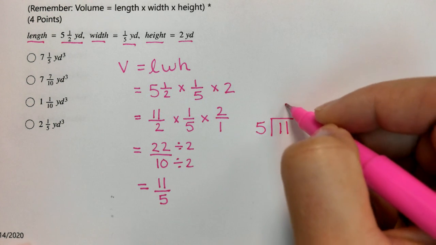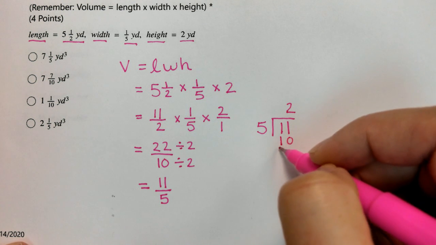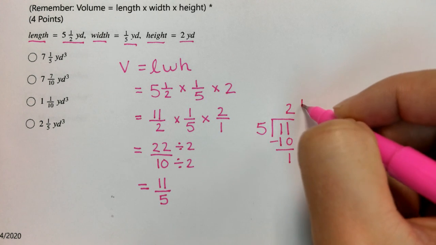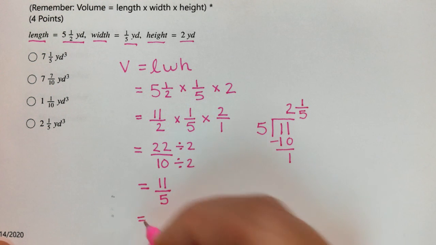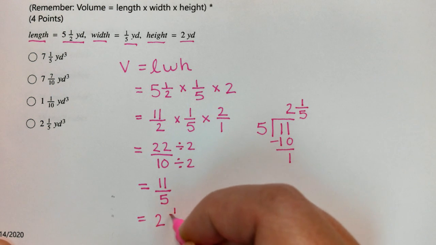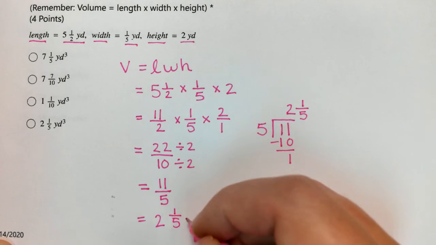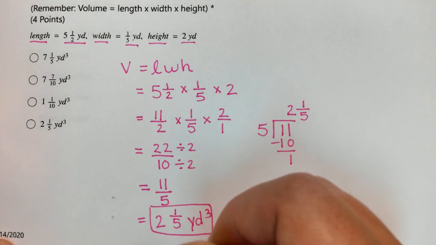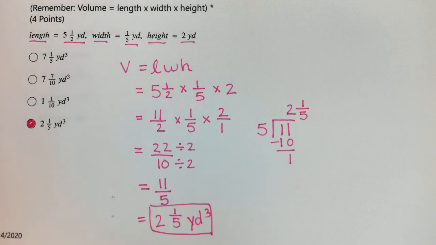5 goes into 11 2 times. 2 times 5 is 10. Subtract and I get 1. And then my remainder becomes my numerator. What I'm dividing by is my denominator. So this equals 2 and 1/5. And my label would be yards cubed. So 2 and 1/5 yards cubed, which is this answer right here. Okay?